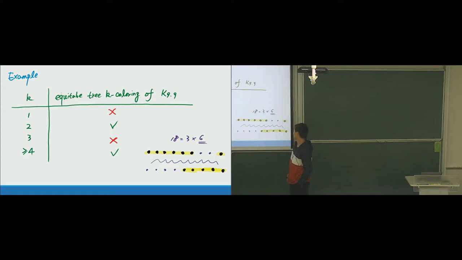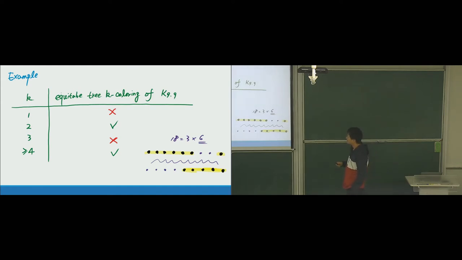So in this case, if we take 6 like this, on this side we can take only 1, and in another set we take 5. Then we have 2 left here and 4 here. Now it's a cycle here. So we can see that this graph has no equitable tree 3 covering, but for k at least 4, yes. So this is an example.